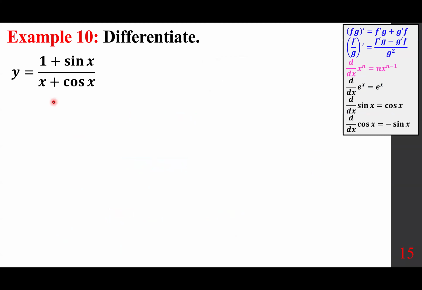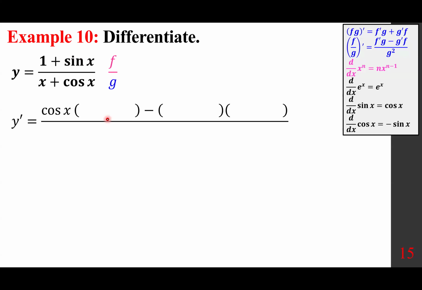y equals (1 plus sine x) over (x plus cosine x). And we are going to use the quotient rule, f over g, which is f prime g minus g prime f, over g squared. So y prime is f prime. The top gives you simply cosine x times g, which is x plus cosine x, minus g prime. The derivative of the bottom is 1 minus sine x, times f, which is 1 plus sine x. And you just write the bottom intact and square. We're done with calculus.